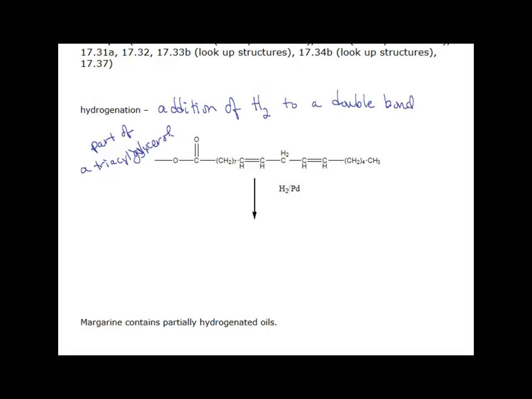We would have two more of these if I had the full structure of triacylglycerol, but it's just so big it takes up a lot of space. So hydrogenation. This is used to make margarine. It's actually used in a lot of things. So if you see anything that says partially hydrogenated, this is the reaction they're talking about.